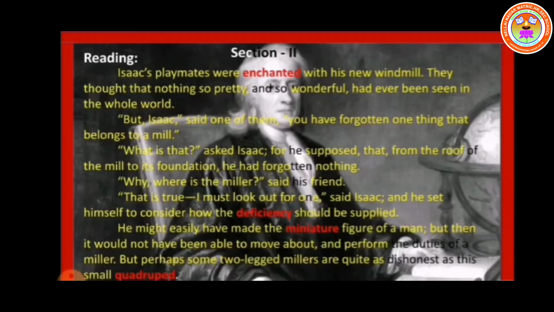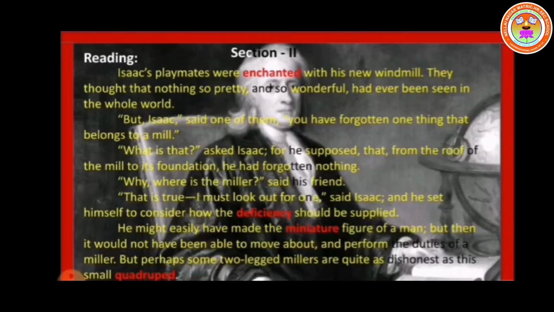That is the context. "But Isaac," said one of them, "you have forgotten one thing that belongs to a mill." So one of his playmates is intervening and telling him, Isaac, you have forgotten something. "What is it?" asked Isaac immediately, for he supposed that from the roof of the mill to its foundation he had forgotten nothing. "Why, where is the miller?" said his friend.